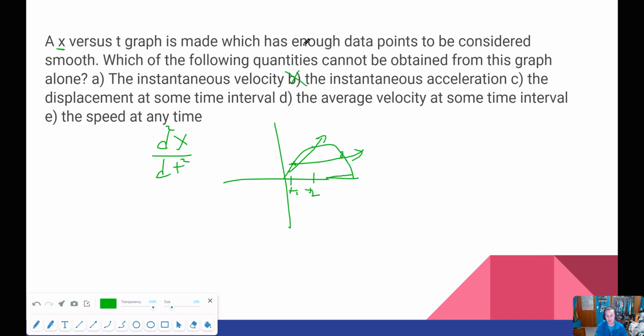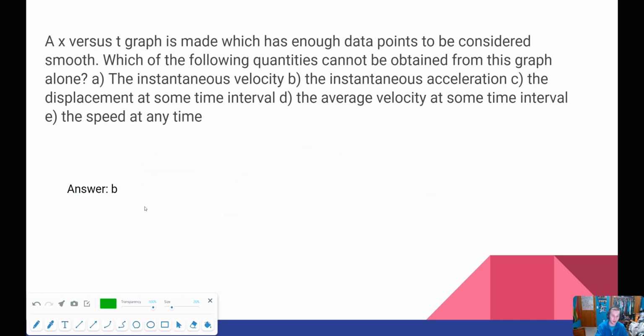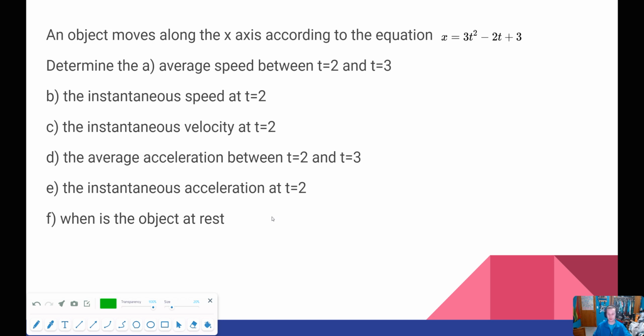I do want to put a caveat out there. It's a second derivative, and if you give me a function, x is equal to t squared, for example, I can take the second derivative of that, and I can tell you that it is just going to be equal to 2. So it's like, can you get it directly from the x versus t graph? Sort of. But for our purposes, we're going to say that you can't. So yeah, the answer is B. So moving on to the next question.